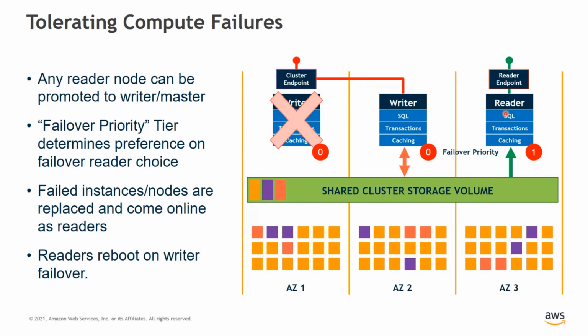Once a node fails, it is replaced and comes back online as a reader node. So you'll always be guaranteed that if your cluster is 3 nodes, you'll always have 3 nodes, albeit perhaps with a little bit of wait.